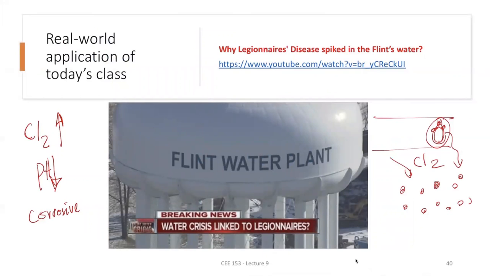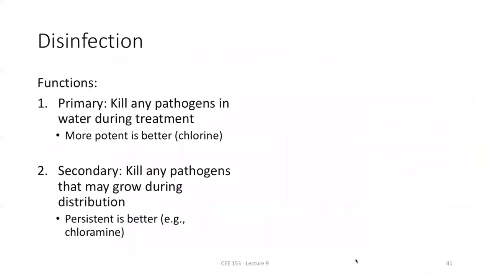We watched this particular video in the class. You know that Legionella disease is something that spiked after the Flint water crisis. That's why you have to add more chlorine or more disinfectant to remove them. But what we learned from that experience is that you have to remove all the particulates and all the other stuff before you add this chlorine. Otherwise, it will have unintended consequences or will not be effective.